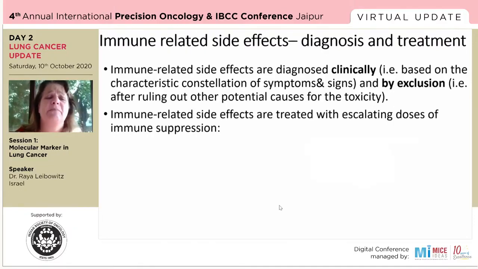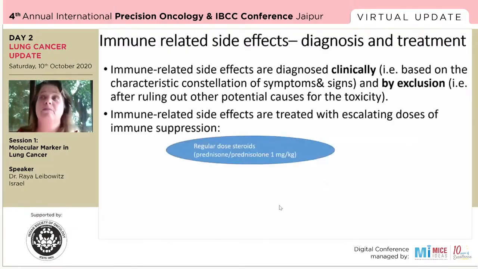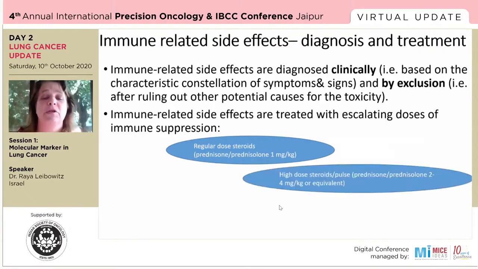Now, of course, this is the basis of the whole protocol, and the protocol itself is very straightforward. We start with regular, or if you want to call them high dose steroids, which is prednisone or prednisolone at 1 milligram per kilogram.